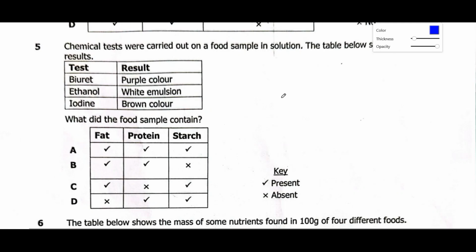Chemical tests were carried out on a food sample in solution. The table below shows some results. The test we have is biuret, then the result purple color. Whenever you have a purple color, biuret has a blue color, so whenever it changes into purple, then the result is positive. So proteins were present. Then ethanol, we have white emulsion, so even here is positive. Now iodine, brown color, so this is negative.